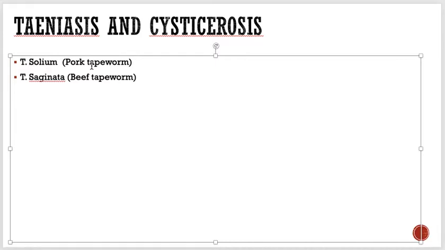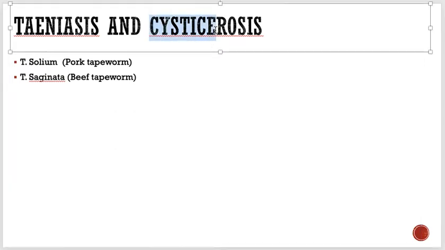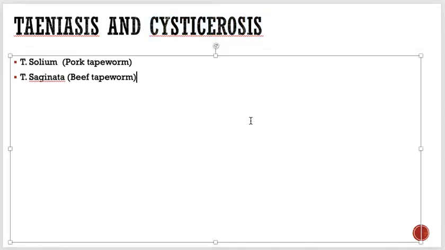Now, what is cysticercosis? It is simply when the metacestode, or we can say the larval stage of Taenia solium, causes tissue infection and forms cysts. That's why we also call it cysticercosis, right?